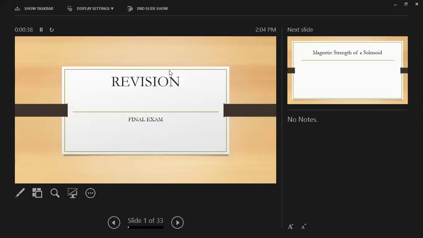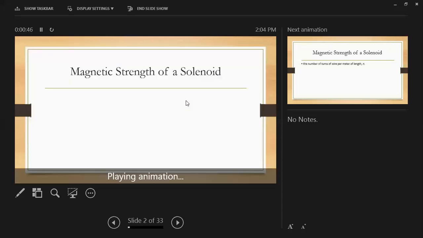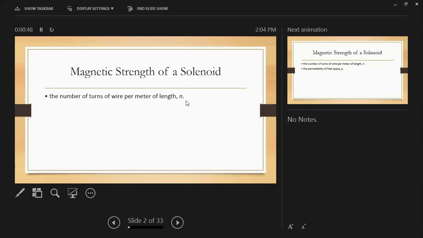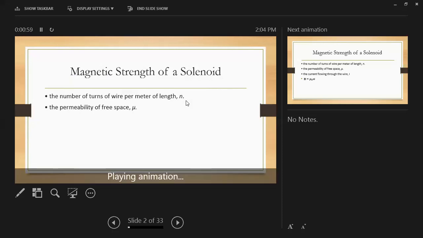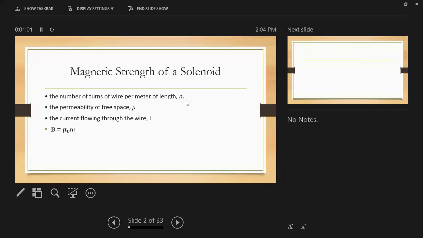So as you remember, the magnetic strength of a solenoid depends on what? It depends on the permeability of the object, the permeability of free space, the number of turns per length of the solenoid, and the current carrying through the wire.